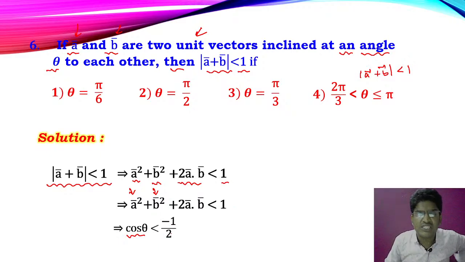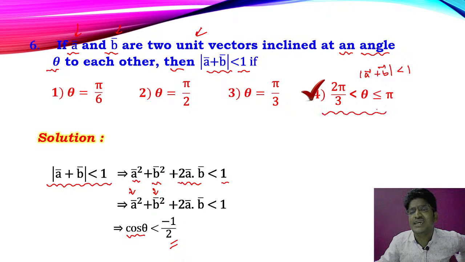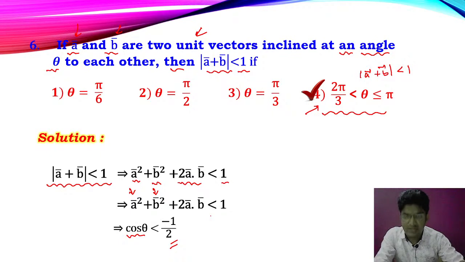So if cos theta is lesser than minus 1 by 2, it matches the fourth option, that is theta is greater than 2 pi by 3 and lesser than or equal to pi. So this is going to be the right answer. If you know the trigonometric functions, this is very simple for you. Clear?